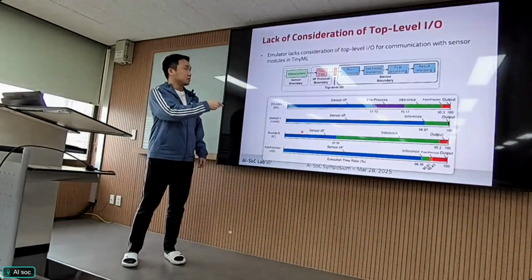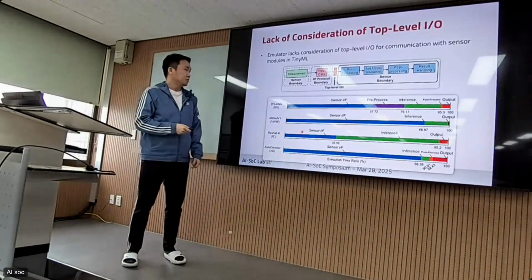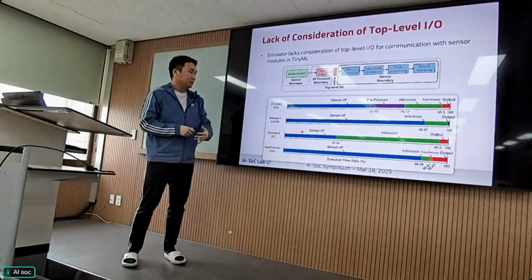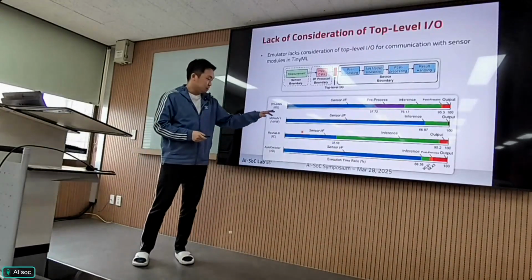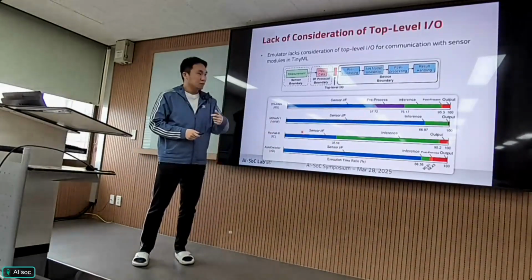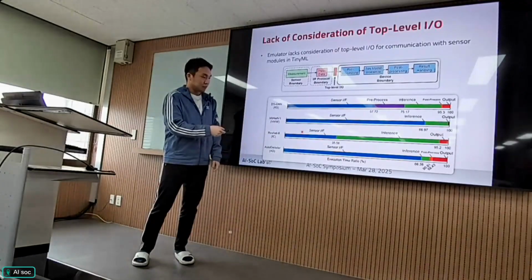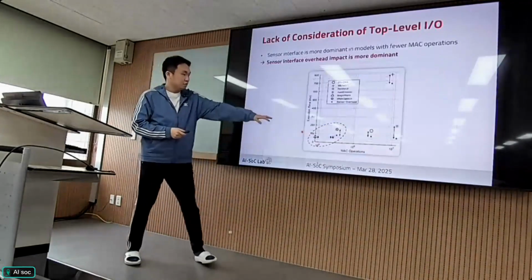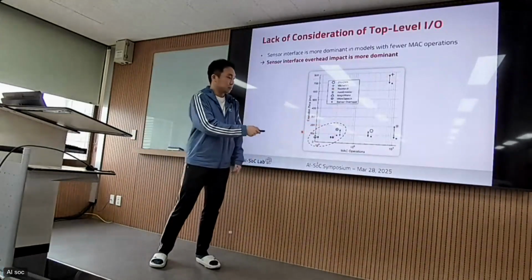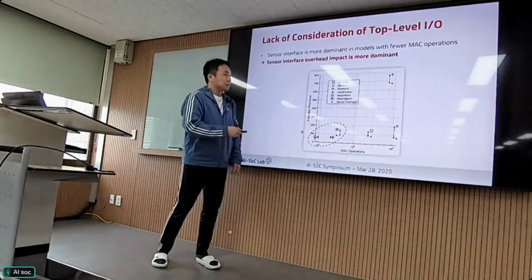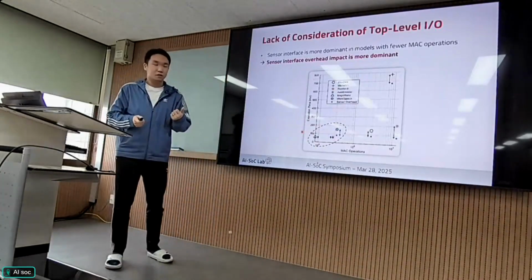So it needs to consider high-level I/O between the sensor interface and the MCU device. The bottom graph shows how much ratio is occupied by the sensor interface. For almost every model, it is over 50%, and only one model shows less than 50%, but as you can see, almost every model occupies over 50% for the sensor interface among each execution type.